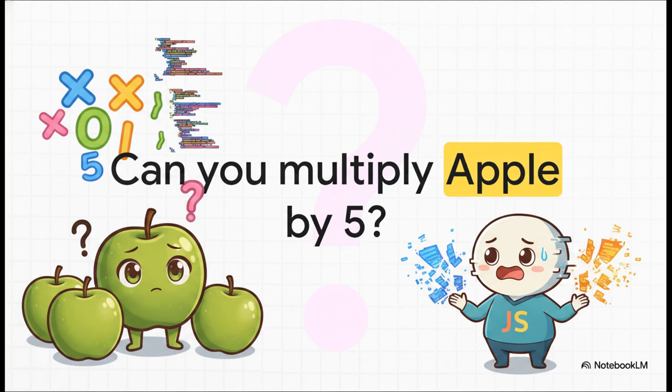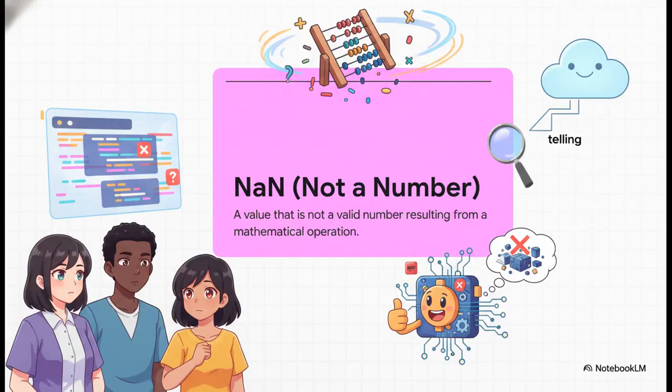So what happens to our overly helpful JavaScript assistant now? Well, it gives us this, NaN. NaN stands for not a number. It's a property representing a value that is not a valid number resulting from a mathematical operation. And what's fantastic here for us as entry-level developers is that JavaScript doesn't just crash your entire program when it hits this absurdity. Instead, it returns NaN, which is essentially the engine's way of telling you, look, whatever you just tried to do simply does not make sense. Go back and fix your code.